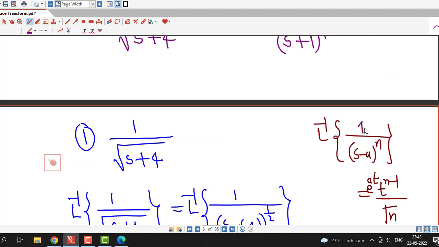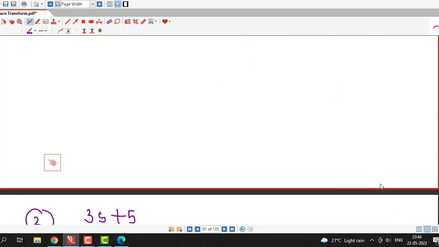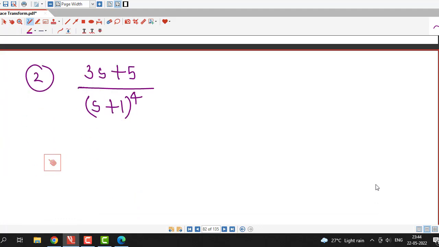Whenever you have this type of nth power of linear factor s minus a, you can use this result: find out the value of a and take that a in the power of the exponential function, and whatever power you have here, subtract 1 from that power and divide by gamma function of that power, e raised to at times t raised to n minus 1 over gamma n. We consider another function in which we will use this formula.